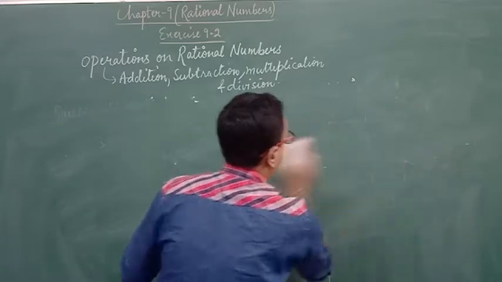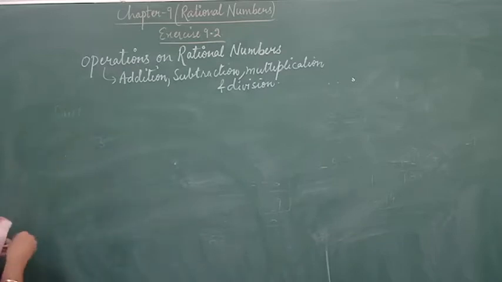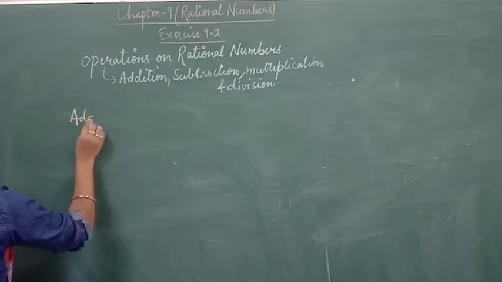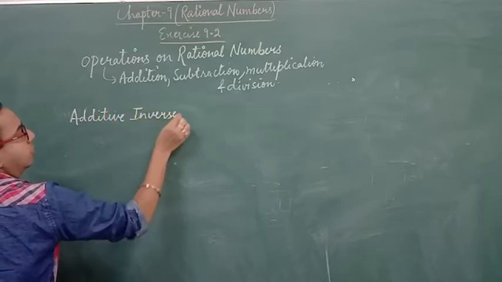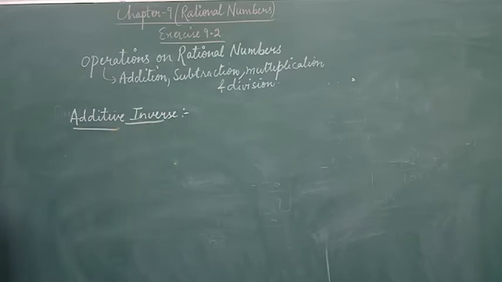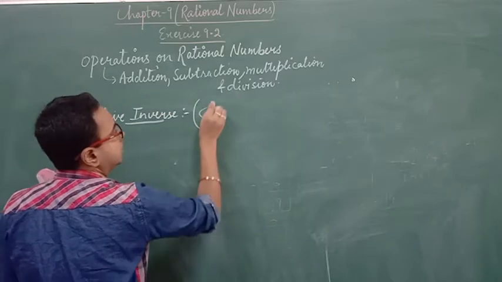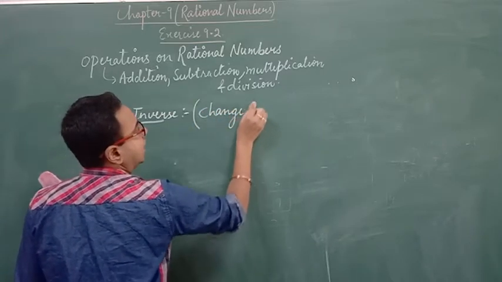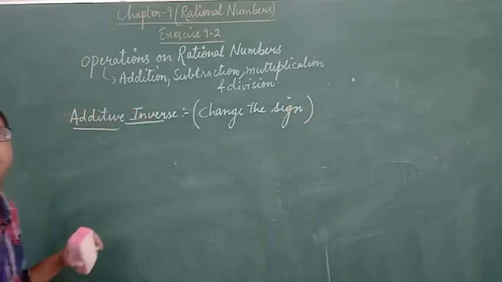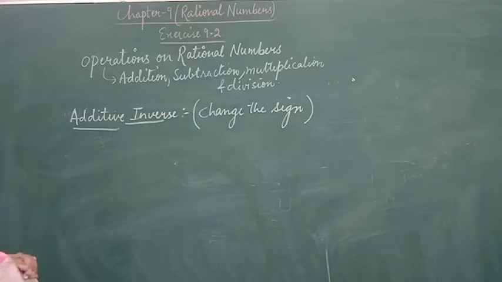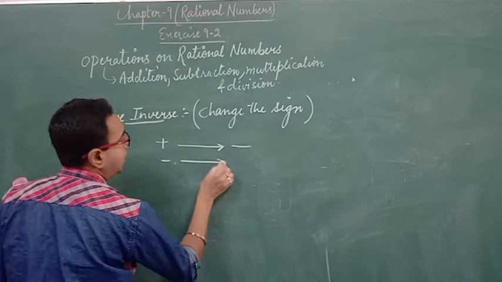We'll do a few properties that we did earlier also, but a few more. The properties are like, we should know what you mean by additive inverse. Additive means addition, inverse means opposite. Additive inverse in simple language means, just remember, change the sign. How will you find the additive inverse of any number? You will change the sign. Your plus will become minus and your minus will become plus.